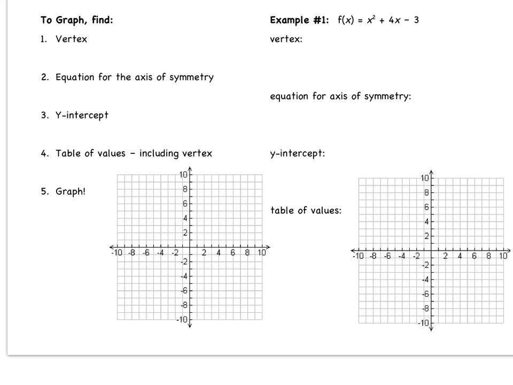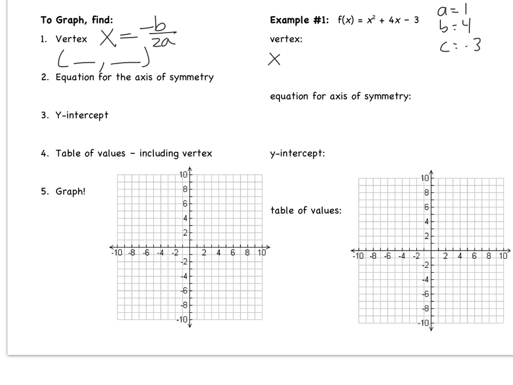So the first step for you to do is always to find the vertex. The vertex is x equals negative b over 2a. So your vertex is going to be some point that negative b over 2a would give you the x. So looking at our example to the right, I have f of x equals x squared plus 4x minus 3. So in this case, our a is 1, it's in front of the x squared. Our b is 4, it's in front of the x, and our c is negative 3.